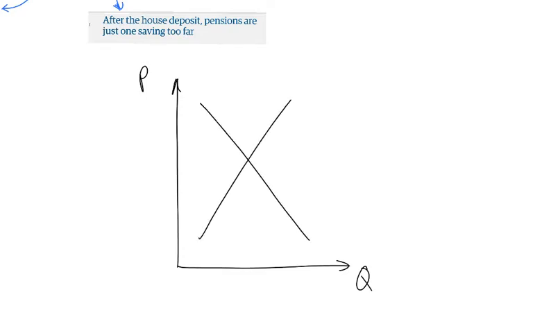And the last one I'm going to look at here is people saving for their pensions. So, once again, we will start with our diagram like this, and mark on our starting equilibrium as per usual. So that's here.